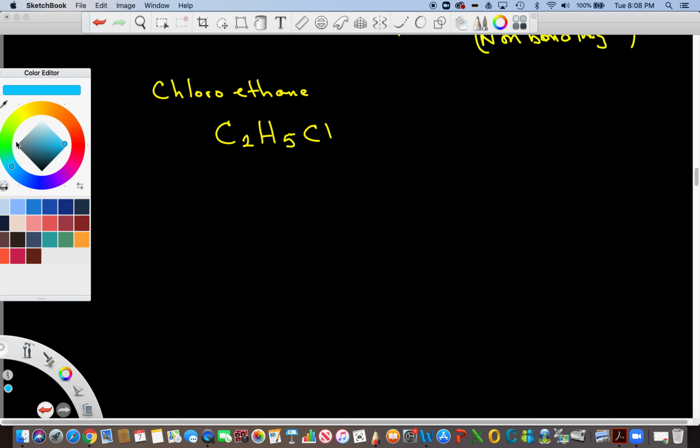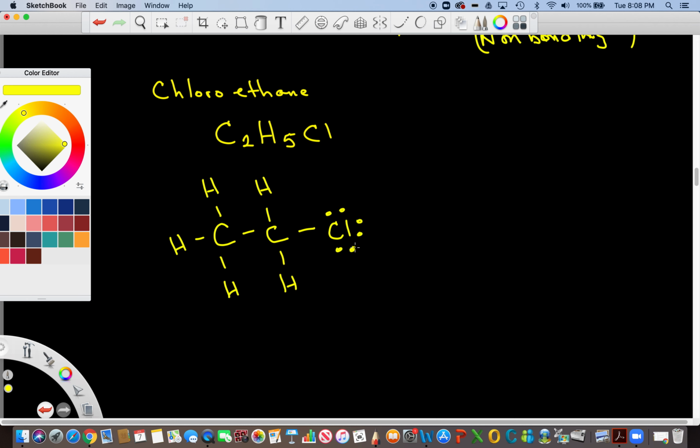So if I have chloroethane, I'm going to put my two carbons together, and we know carbon always has to have 4 bonds. So now that carbon has 4. This carbon now has 3, so it's going to bond with a chloride. And this chloride is going to have 3 sets of lone electrons. So these are our lone pair.